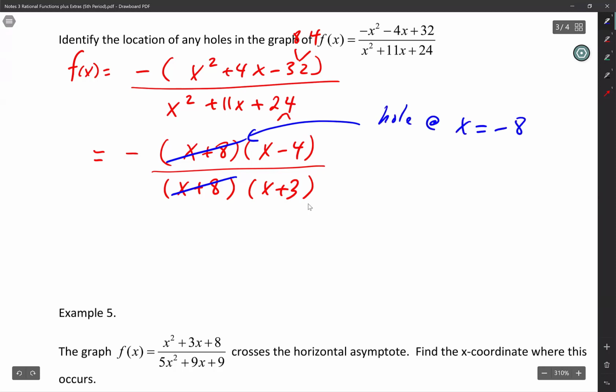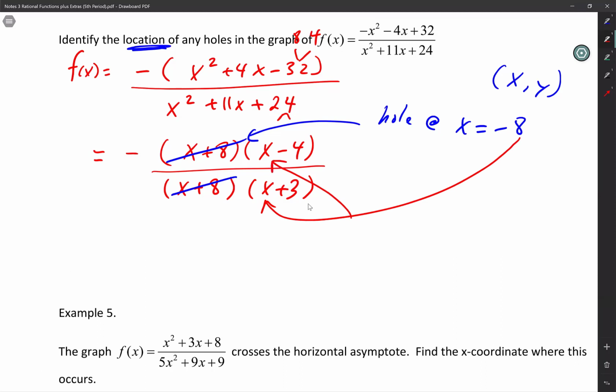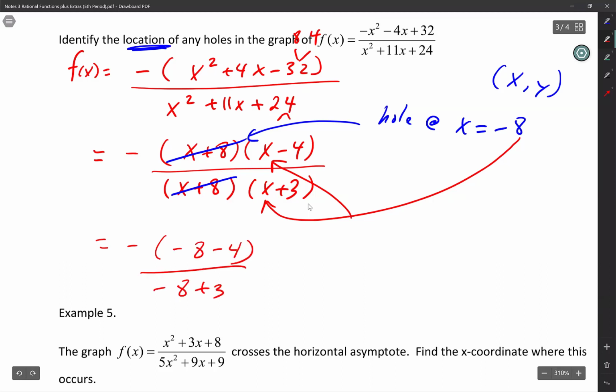Now they want the y value because it says the location. So when it says location, they want an x comma y. So to figure that out, guys, I'm just going to plug in a -8 into what I have left to see where that hole is located at. So let's see what we get. Negative 8 minus 4 over negative 8 plus 3, negative 12 divided by negative 5. Negative times a negative is a positive, divided by a negative is a negative, negative 12 over 5.